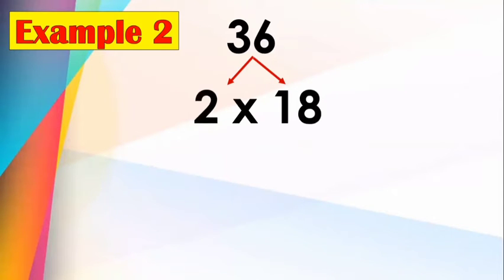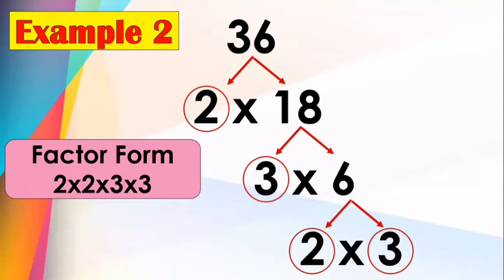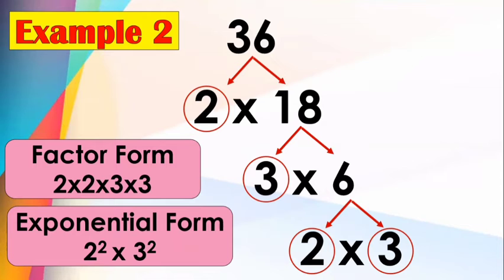Another, we have 2 times 18. 2 is a prime number and 18 is a composite number. 18 can be 3 times 6. 3 is a prime number and 6 is a composite number. 6 is 2 times 3. So 2 and 3 are prime numbers. The factor form is 2 times 2 times 3 times 3, or 2 squared times 3 squared. The given examples illustrate that no matter what factorization of a number we begin with, the same prime factors will be obtained.